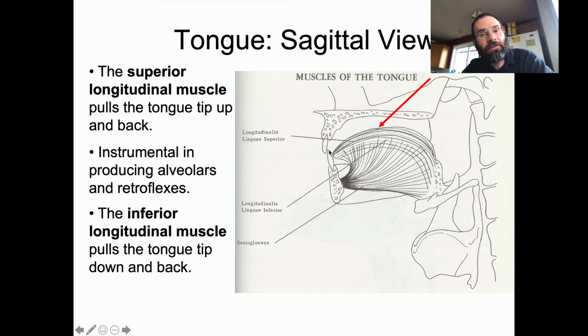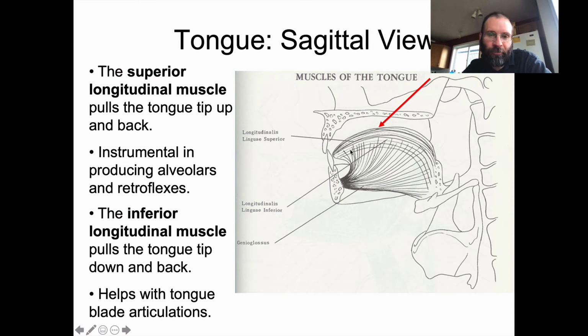On the other side of this, we have the inferior longitudinal muscle, which is down on the bottom. If you contract this, it makes this length shorter. The idea here is that it pulls the tongue tip down and back, which would put you in a better position for making tongue blade articulations. If you can keep the tongue tip down, that enables you to play around with this bit of the tongue, pushing it against the teeth or maybe against the alveolar ridge as well. But basically any tongue blade or laminal articulations would use the inferior longitudinal muscle to get themselves in the right position.